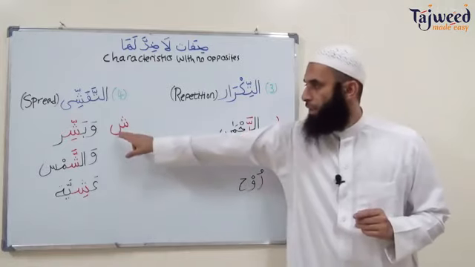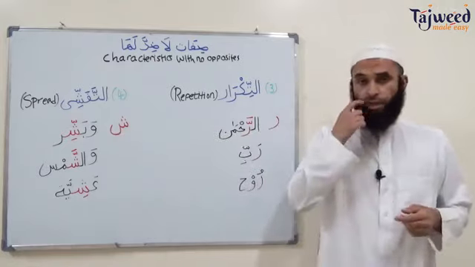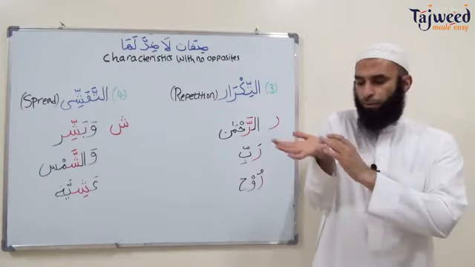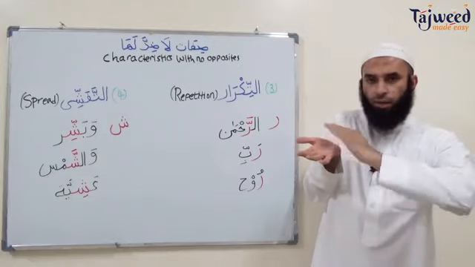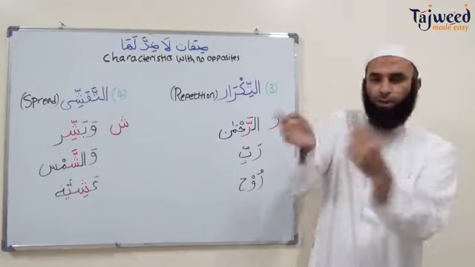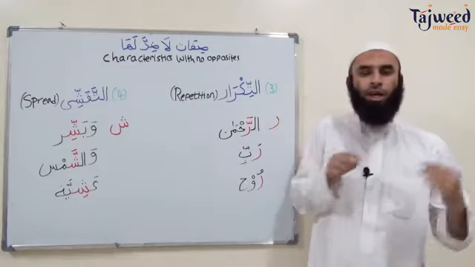This is one letter, sheen. It has a characteristic that when we pronounce this letter from its makhraj, which is the middle part of the tongue, the sound of the sheen has to spread from the middle part of the tongue until it comes out. Shh.